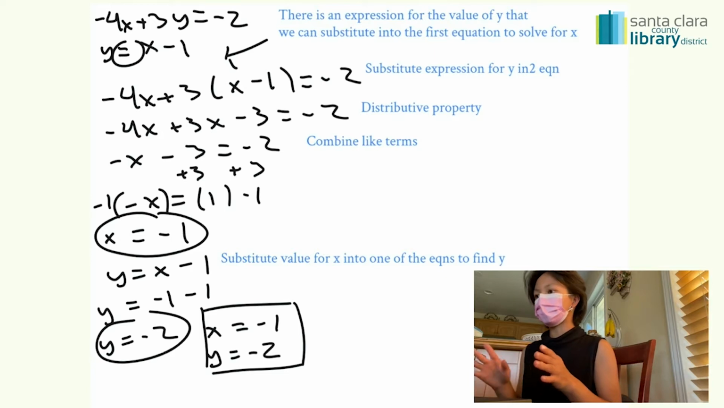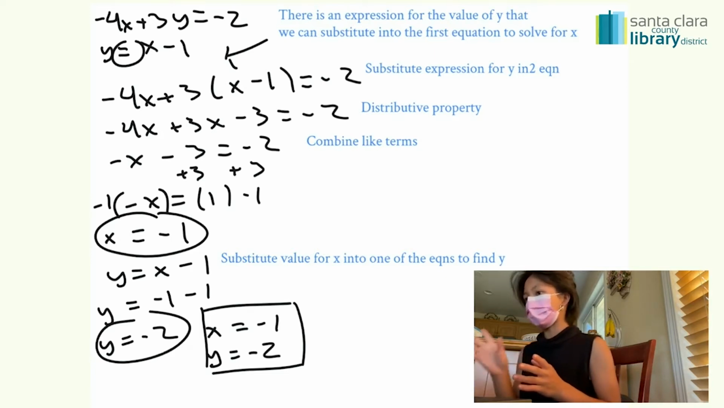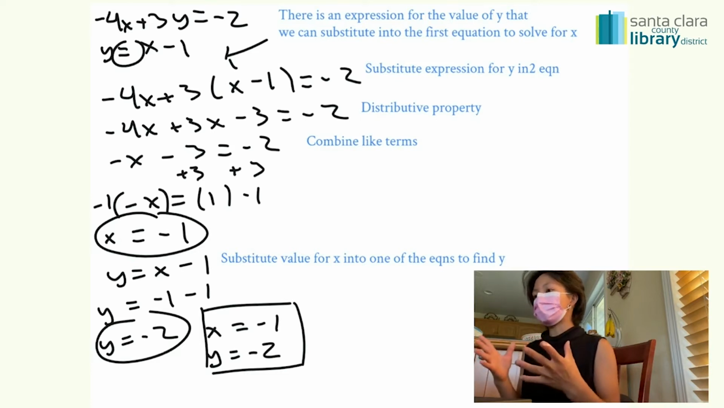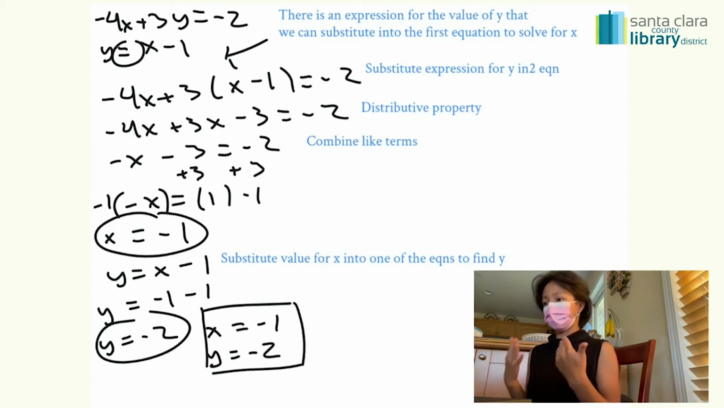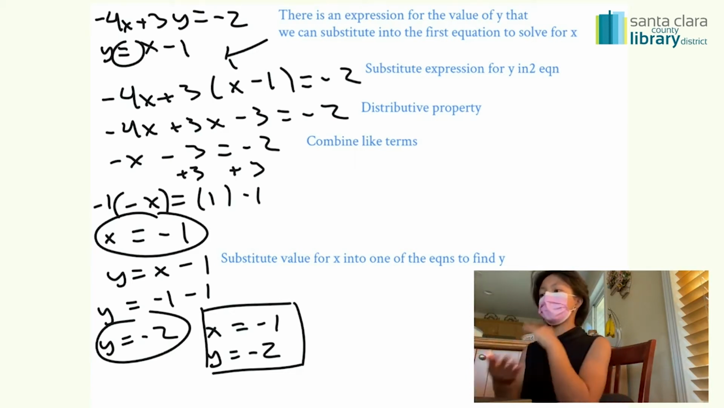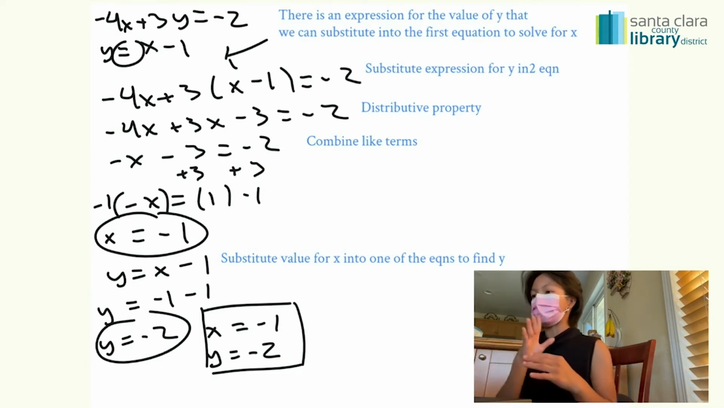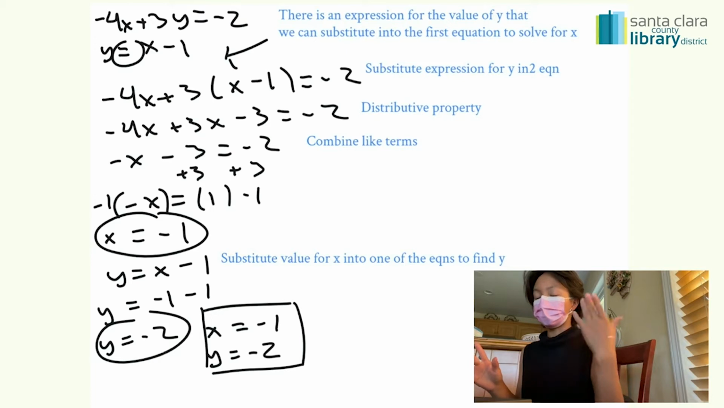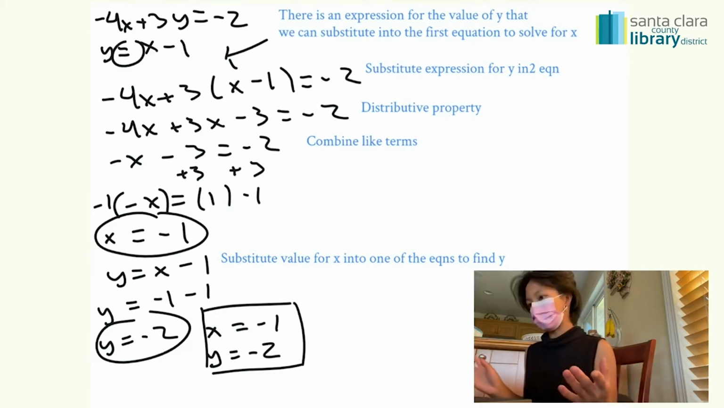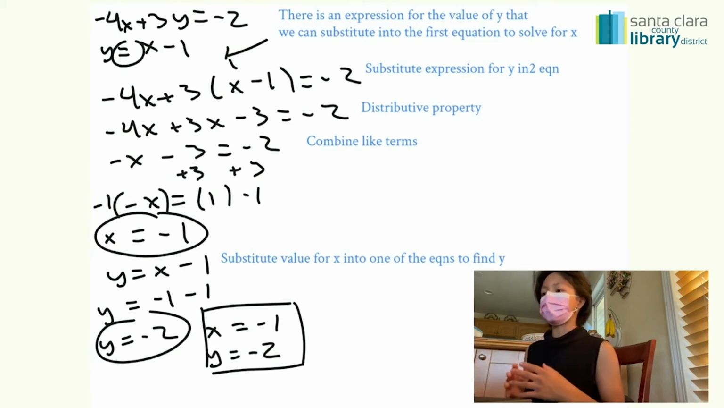Add 3 to both sides to cancel it out. And we get negative x equals 1. We want x. We do not want negative x. And so we multiply both sides by negative 1 to isolate x, and we get x equals negative 1. Now, we do not want an expression for y to be our answer. We want an actual number. And so we can plug in that value of x into the other equation. y equals x minus 1. y equals the value of x, negative 1, minus 1. y equals negative 2. And so x equals negative 1 and y equals negative 2.